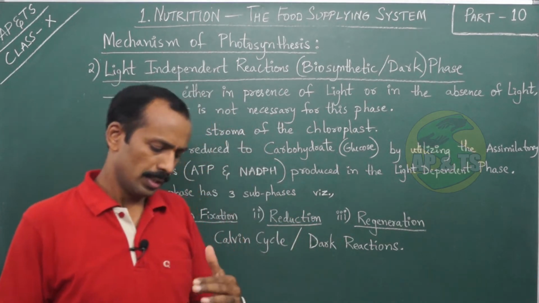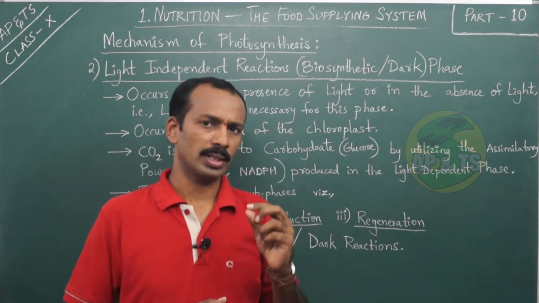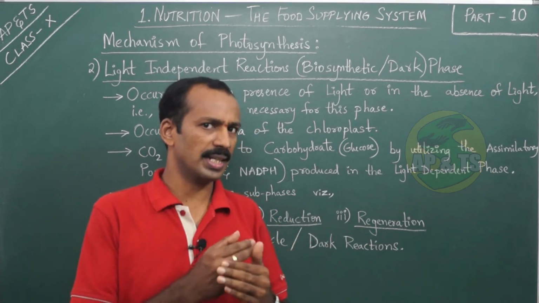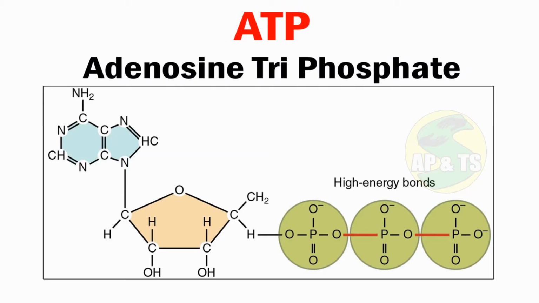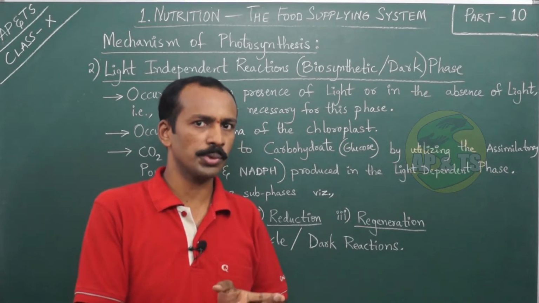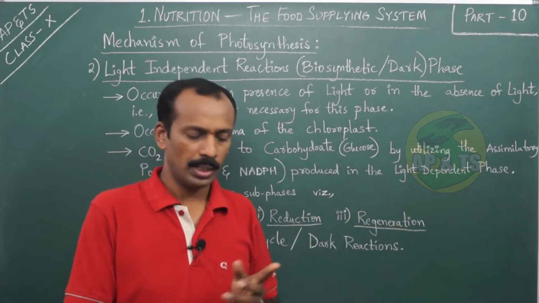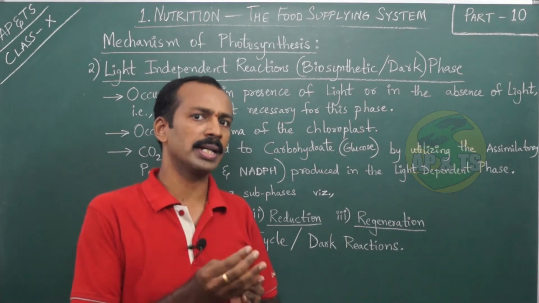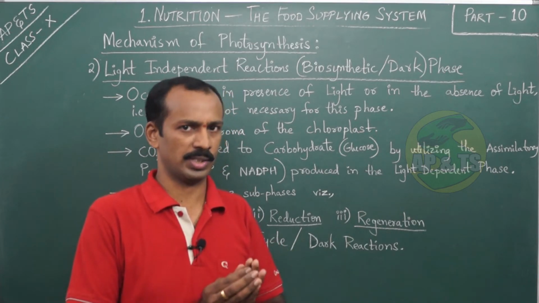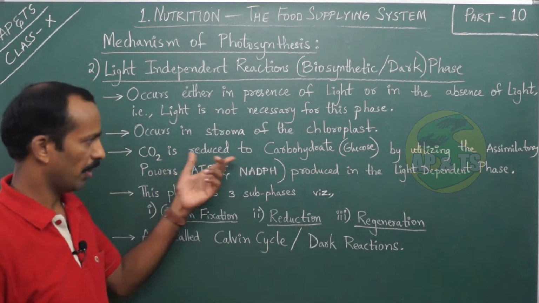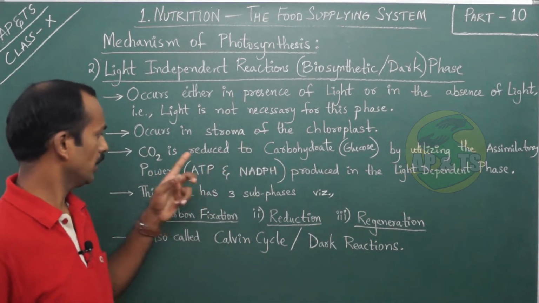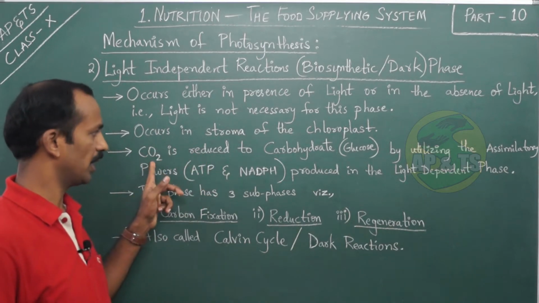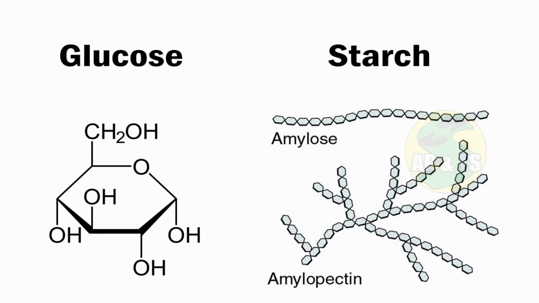Okay children? For first phase, the energy is obtained from sunlight. Okay? So by utilizing the sunlight in the first phase, ATP and NADPH are produced. These two chemicals are produced. Now in the second phase, sunlight is not necessary. This ATP and NADPH both are utilized as assimilatory powers. Okay? And thereby they reduce the carbon dioxide into carbohydrate.